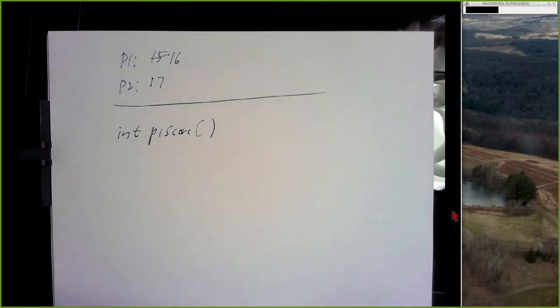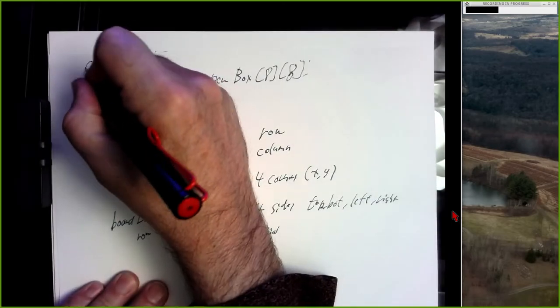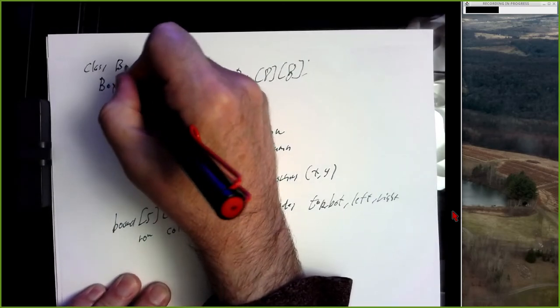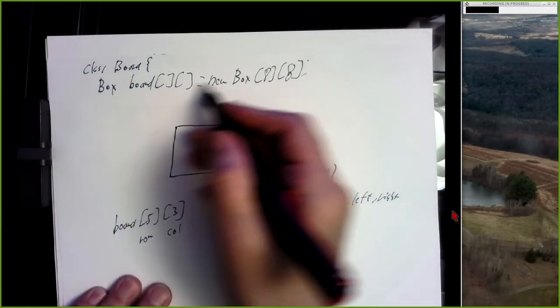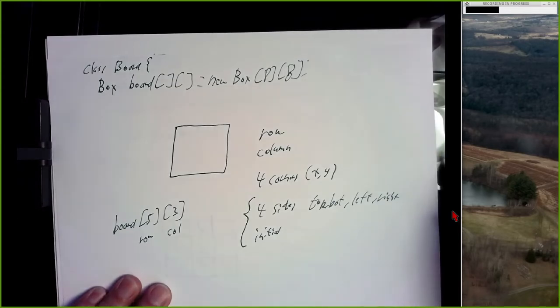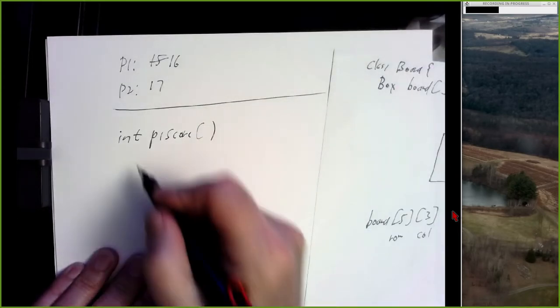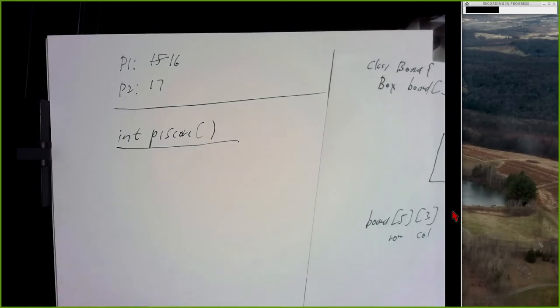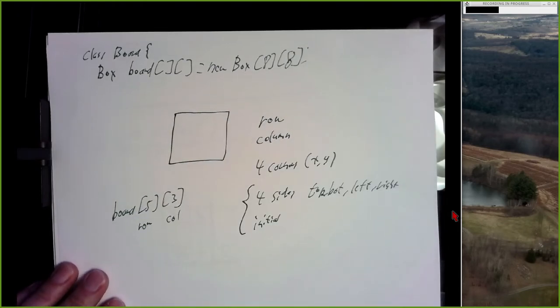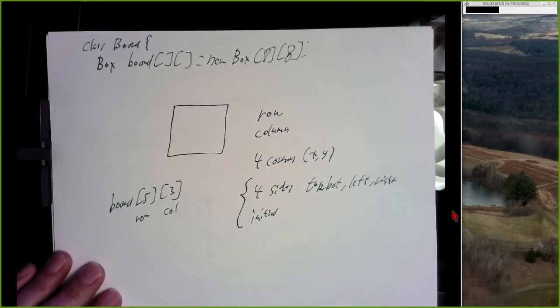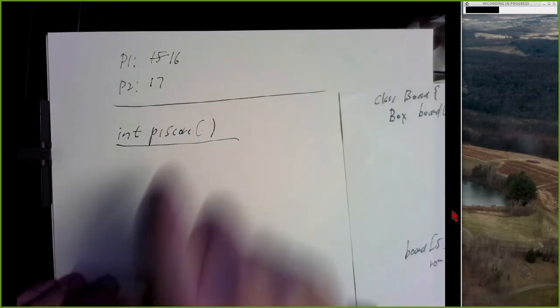And I could make a board class, and inside that board class I could declare my 8x8 array of boxes. And then inside this board class, I could have a method called player1score. Well, what would this method do? It would go through the array of boxes. As it goes through, it would check each box's initial. If that initial belonged to player1, it would increment a counter. And at the end, it would return that count.